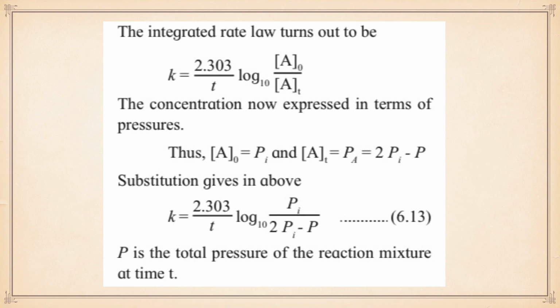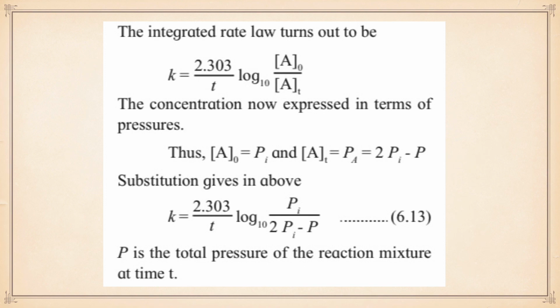So the concentration is now expressed in terms of pressures. That is the change we have to make in the integrated rate law of the first order reaction. Instead of concentration, I will be writing in terms of pressure. I know that the molar concentration of A naught is equal to Pi, and the final concentration is nothing but equal to 2 Pi minus P.